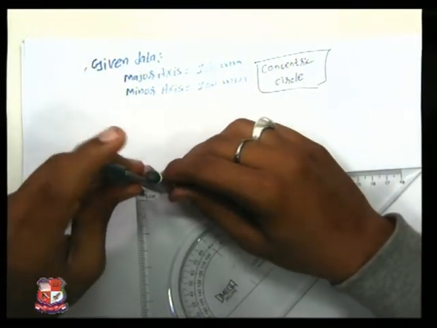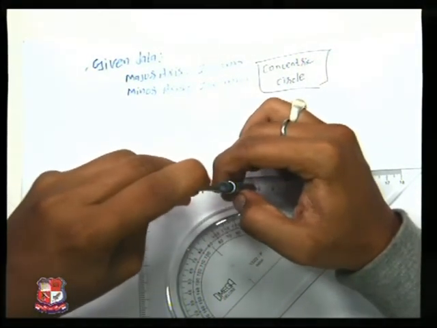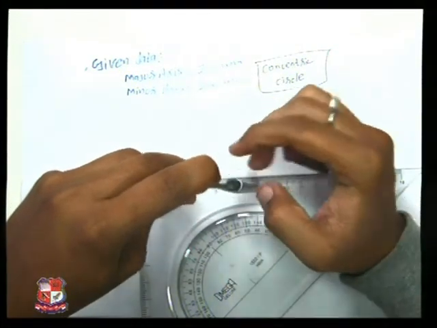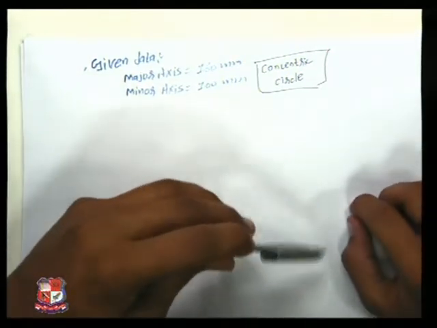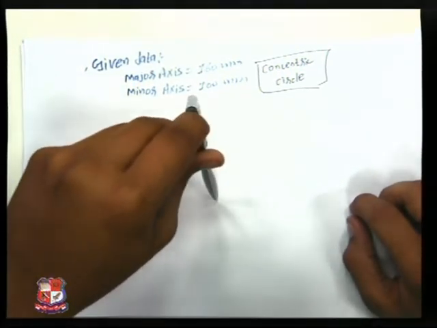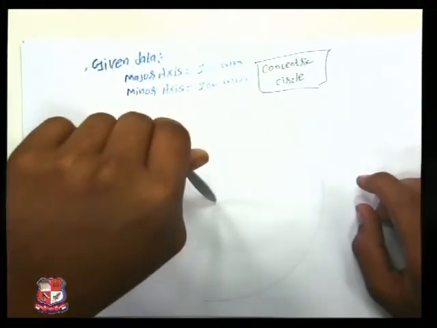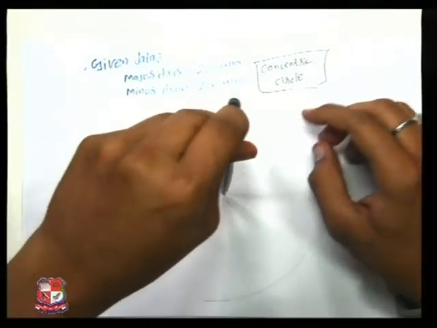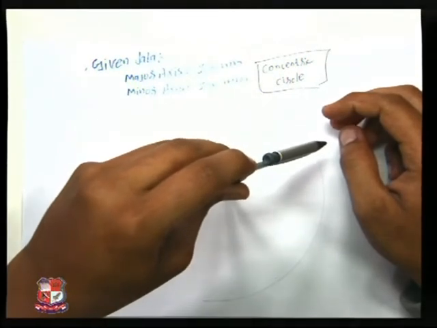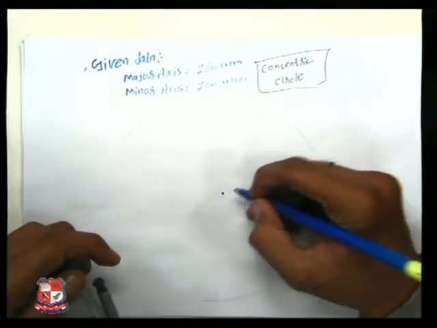So the first circle radius would be 80 mm, as the major axis has been given as 160. Taking 80 mm radius, first of all, let's mark a point.